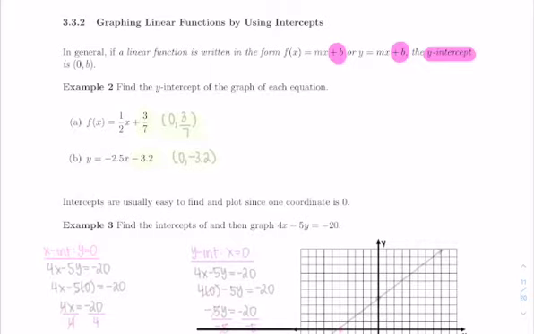So let's go ahead and find the y-intercept of the graph of each equation. We have f of x equals 1/2 x plus 3 over 7. And so my y-intercept is going to be the 3 over 7. Let's write this as an ordered pair. The y-intercept always has an x-coordinate of 0, and then we have our 3/7.